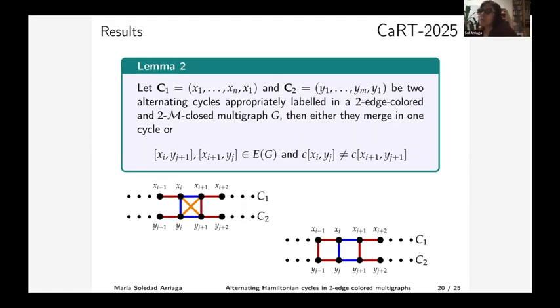Okay, another result, Lemma 2. Let C1 and C2 be both alternating cycles, appropriately labeled, in a 2-edge colored and 2M closed multigraph. Then either they merge in one cycle like before, or we have these edges, and the color of these ones is different, and so on.